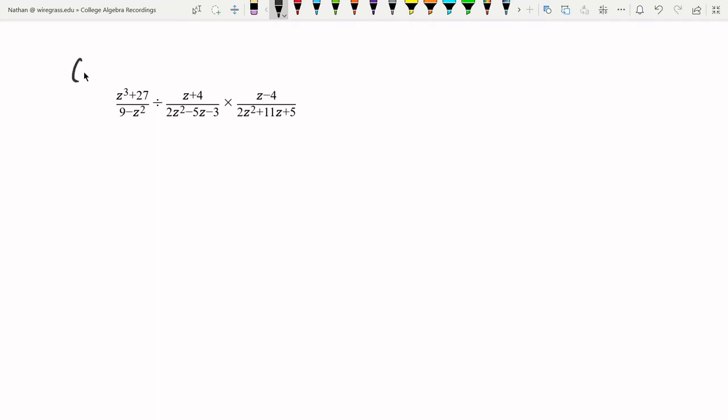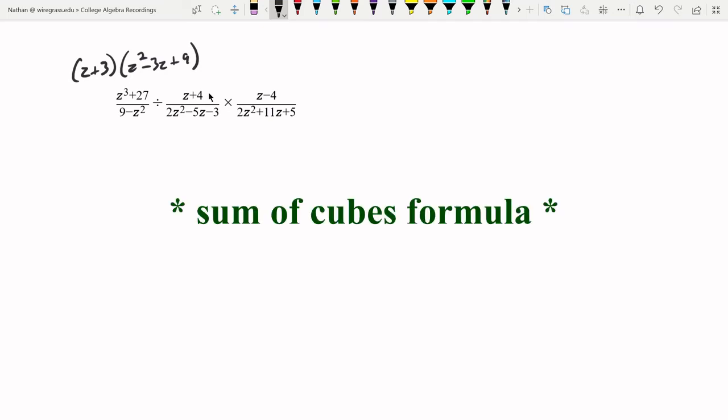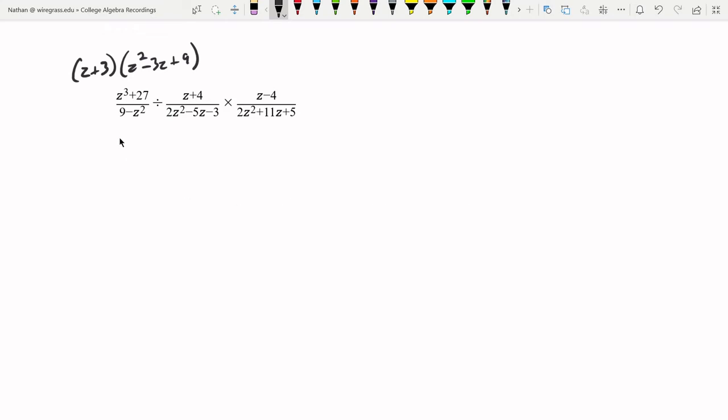This is going to break down into z plus 3, then z squared minus 3z plus 9. Again, look back at the algorithm in the previous video. 9 minus z squared, this is 3 squared minus z squared, so we get 3 minus z, 3 plus z as a factored form. z plus 4 is already factored, so is z minus 4 actually.